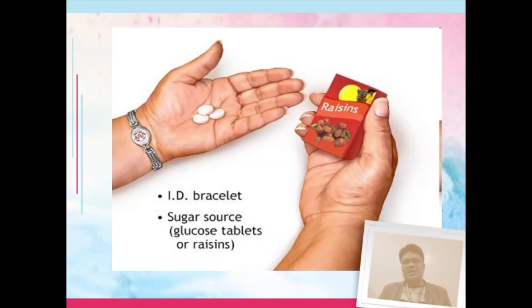Usually, if they're in the US setting, they are advised to have their ID bracelet to indicate that they have diabetes and are at risk for hypoglycemia. Also, class, you need to have a sugar source, such as glucose tablets or raisins.